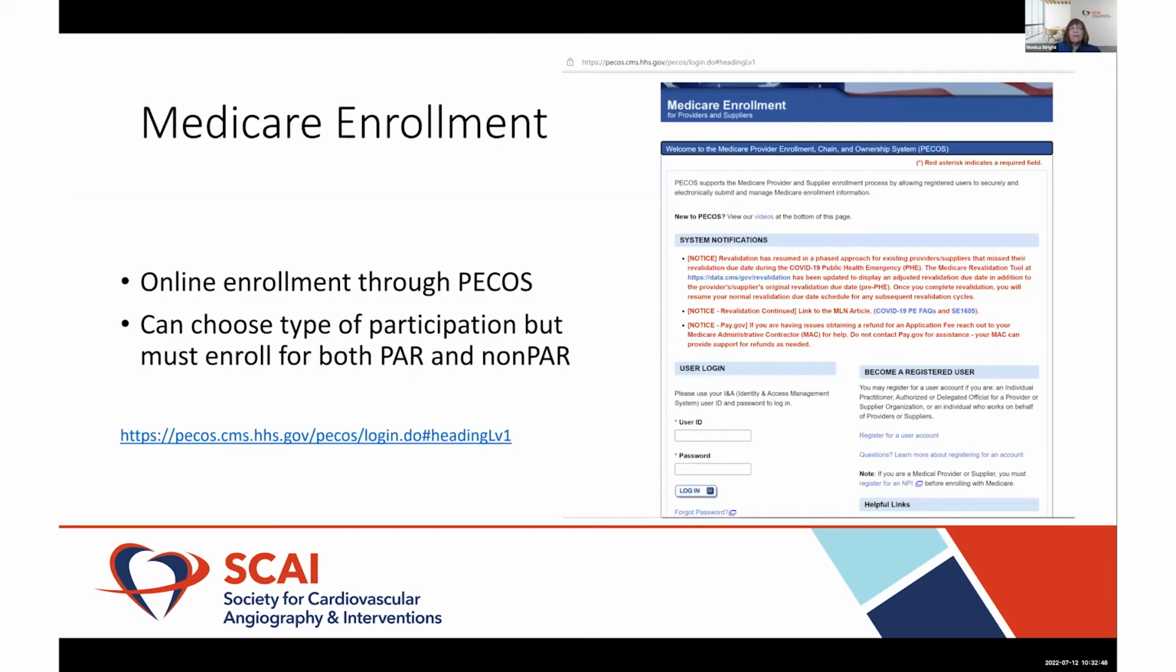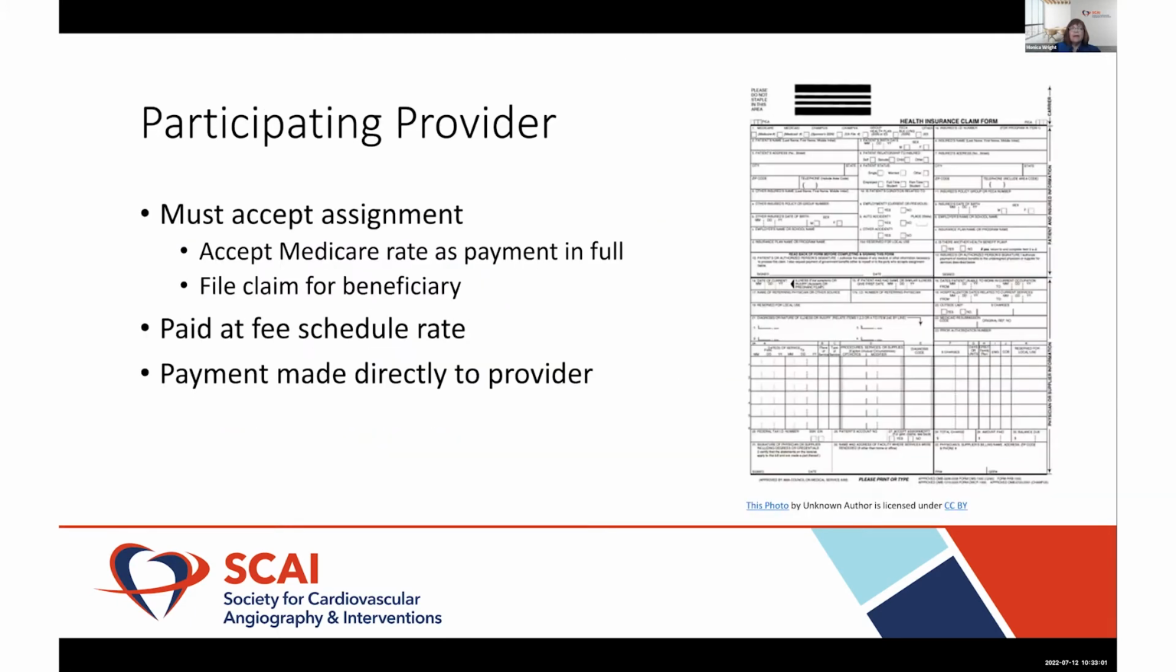To become a Medicare provider, you must enroll. The easiest way to enroll is by using the online enrollment system, PACOS. Enrollment is required for all types of Medicare participation. To be a participating provider in the Medicare program, you must agree to accept assignment. That means you accept the Medicare fee schedule amount as payment in full and will file a claim for the beneficiary. In return, you will be paid at the full fee schedule rate and receive payments directly from Medicare.